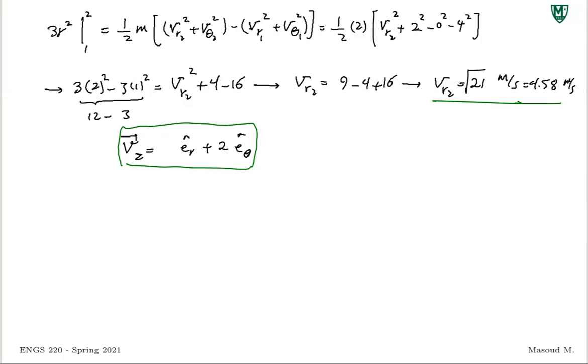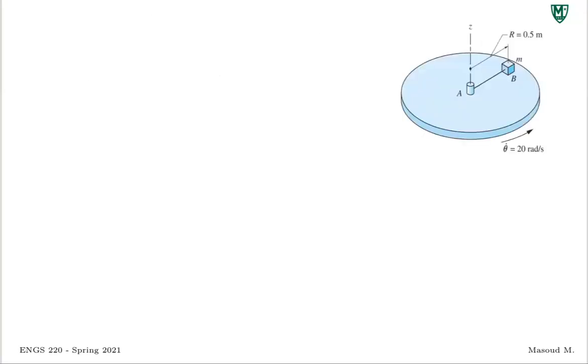This is gonna be 4.58. Right, that makes more sense now. All right, just a quick fix there. Forgot about the square root. Now let's look at this example.